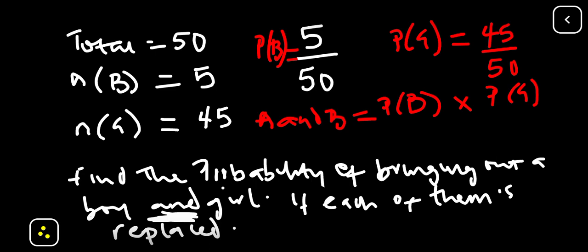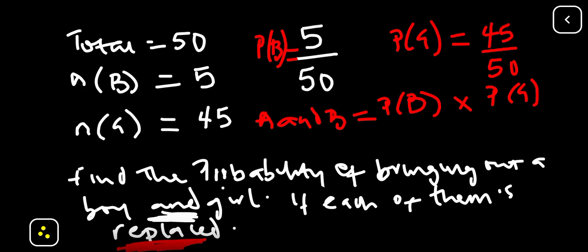Now take note of the fact that the event B, bringing out a boy, did not affect event G, because whenever you bring out a boy from the class, he is replaced with another boy. That is where the term replace comes in. The same thing happens when you're bringing out a girl from the class.